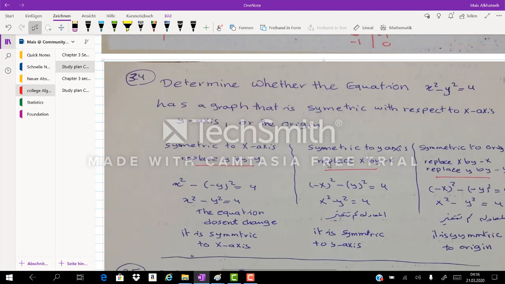Now, for symmetry to the y-axis, you have to replace x by minus x, and the equation must not change, which means it is symmetric to the y-axis. I replace x by minus x, and really the equation doesn't change, so it's symmetric to the y-axis.